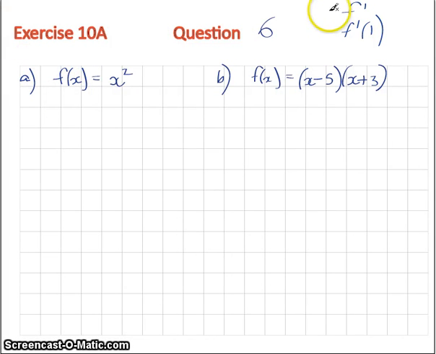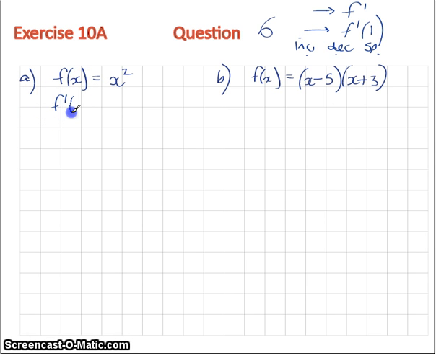This question asks us to find the derivative and then evaluate that at the point 1 and then state whether it's increasing, decreasing or stationary at that point. So we'll just work through firstly finding the derivative of this first function.